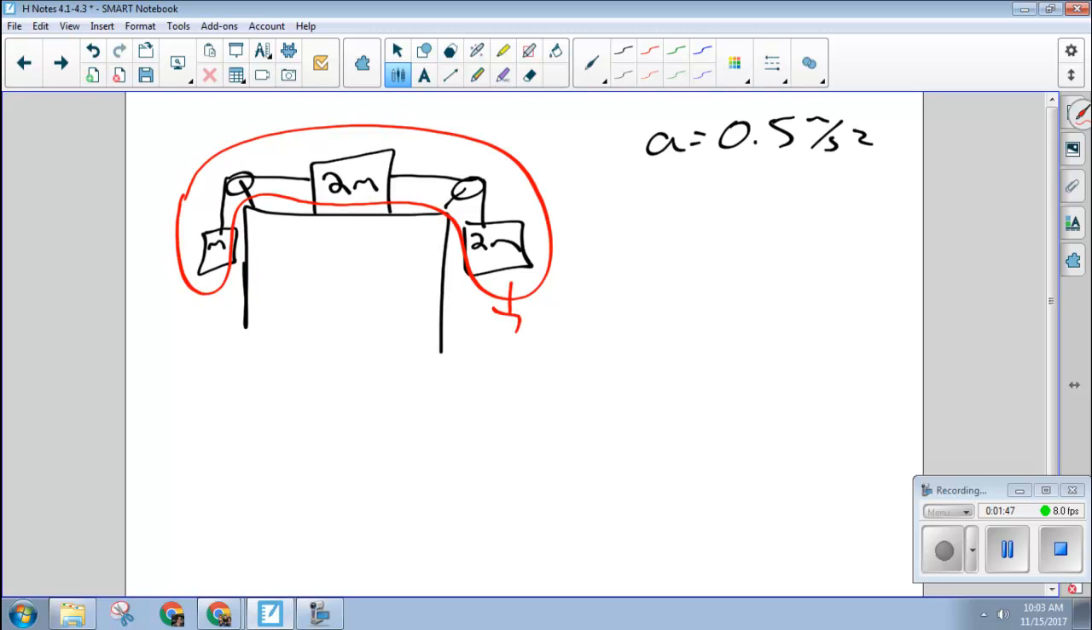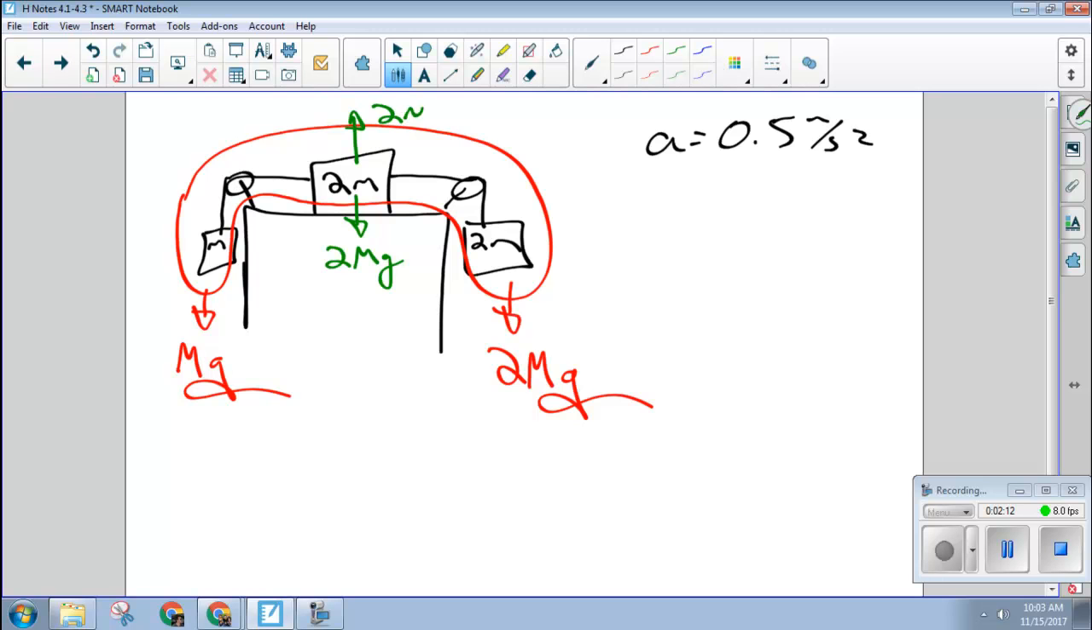Well, there's gravity pulling this guy down, right? So that's going to have a force of 2 mg. There's gravity pulling this guy down, which is going to be just m times g. Good. We don't need to worry about gravity or normal force here, so I'm going to draw those in green. 2 mg and 2 mg. Those guys cancel out, right? All right. So, and then there's only one other external force, which is friction, right?